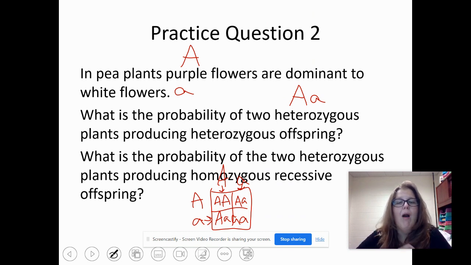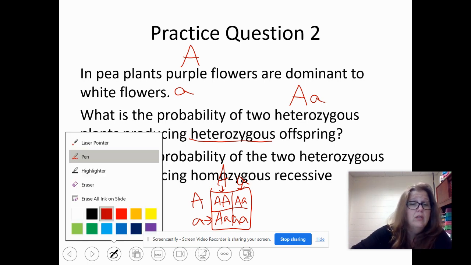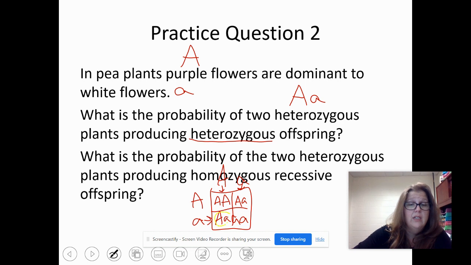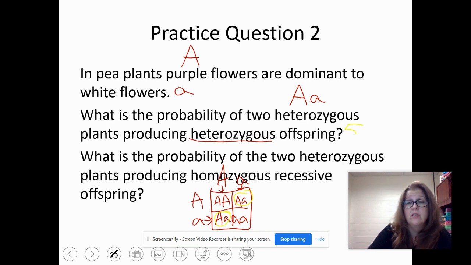So the probability that they're going to produce heterozygous offspring. Now you have to look at your Punnett square and see how many of the squares are heterozygous. If there's none, then it's 0. But there are actually 2 squares. There's one here and one here. So it's a 50% chance.